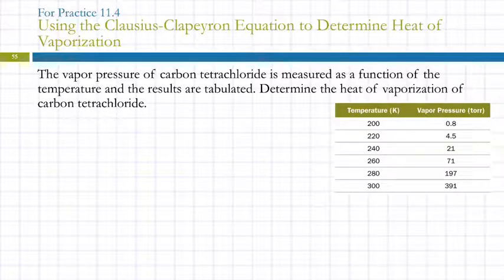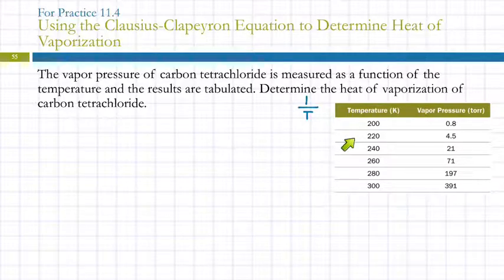So how would you approach this problem? It says the vapor pressure of carbon tetrachloride is measured as a function of the temperature. Results are tabulated. Find the heat of vaporization of carbon tetrachloride. So what you would do here is take this data and manipulate it. You need to find 1 over T.